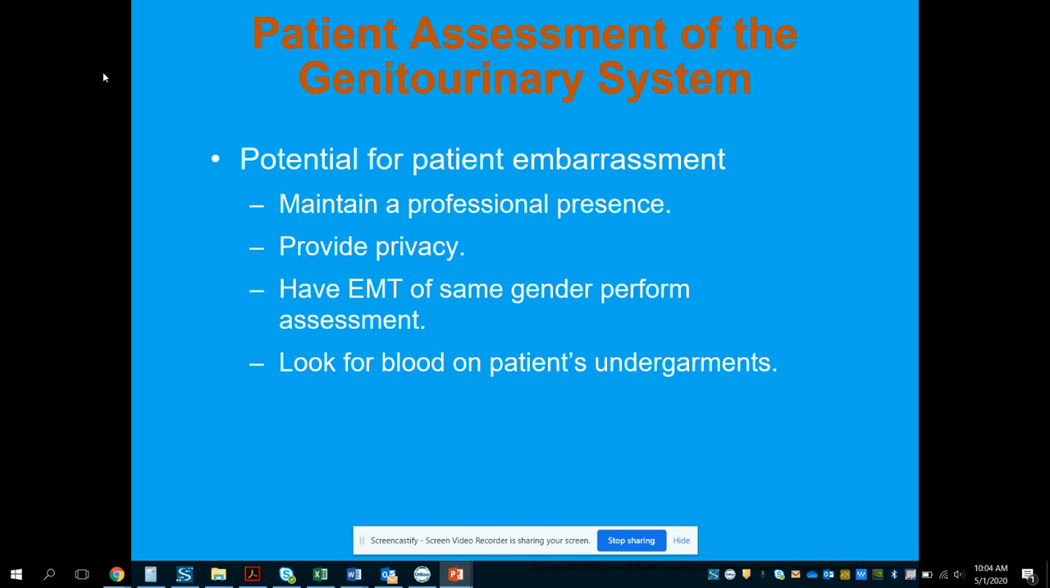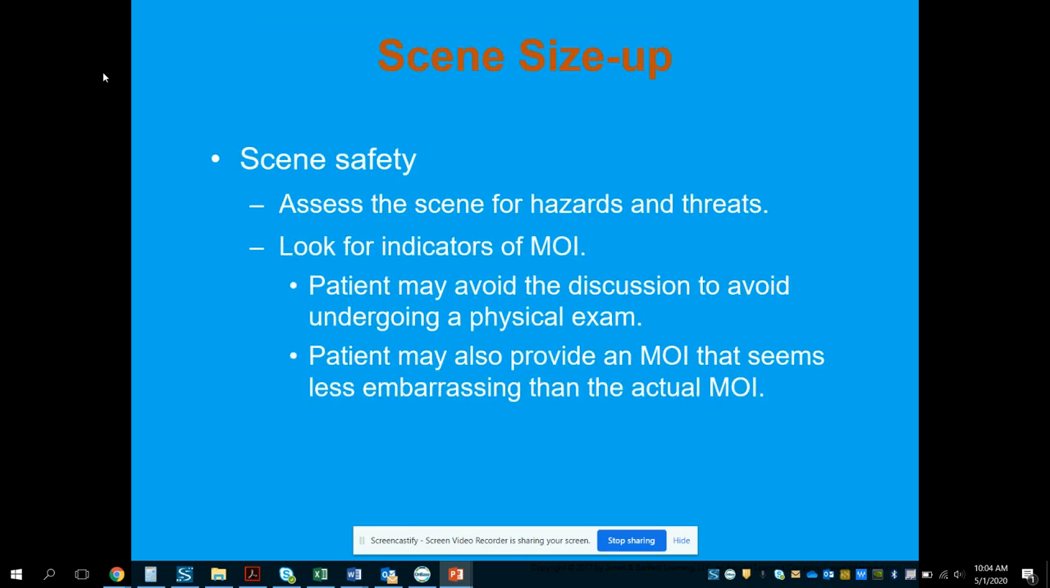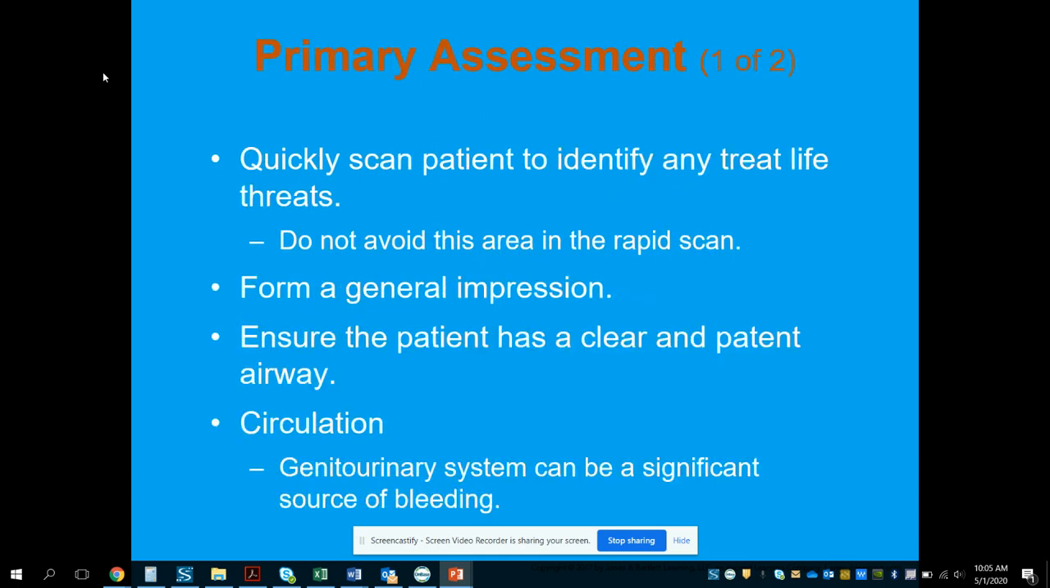You can also look for blood on the patient's undergarments, and again, if this is a situation where you're suspecting sexual assault, we don't want to let the patient urinate, defecate, wash, change clothes, anything like that, because we don't want to lose that potential evidence. So we want to look at the scene again, making sure that it's safe, looking for indicators of the mechanism of injury. The patient may want to avoid discussion while they're undergoing physical exam, so try to respect that and respect their privacy and understand that this is kind of embarrassing for them no matter what the situation.